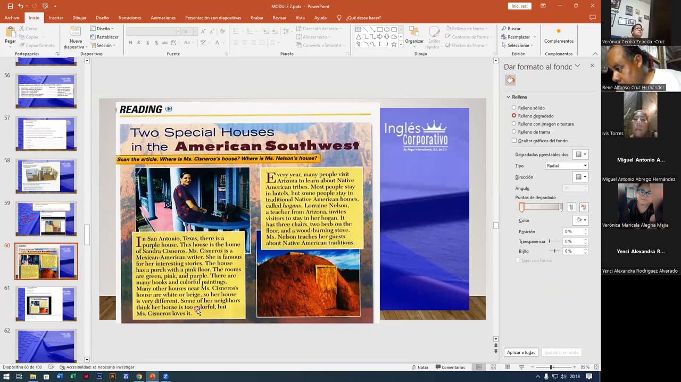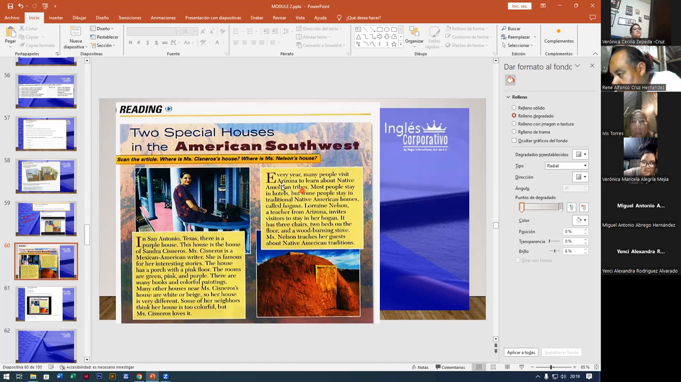Colorful paintings. Why is Mrs. Cisneros famous? Why is she famous? She's a writer. Excellent. That's correct. She's a writer. That's good. Where does she live? San Antonio. In San Antonio, Texas. That's correct. What is the color of the house? When you go and see the front part of the house, what color is it? Purple. It's purple. Excellent. Very good job. Nice. Okay.